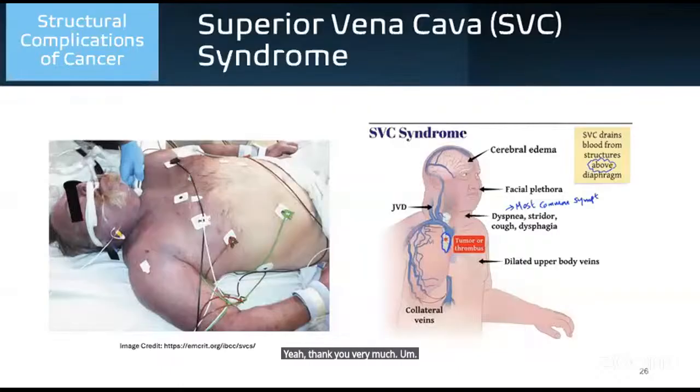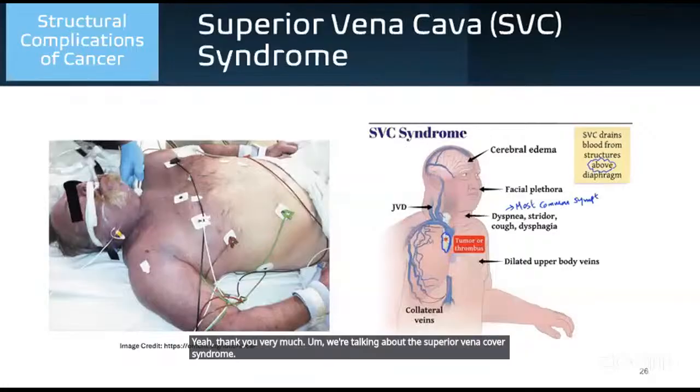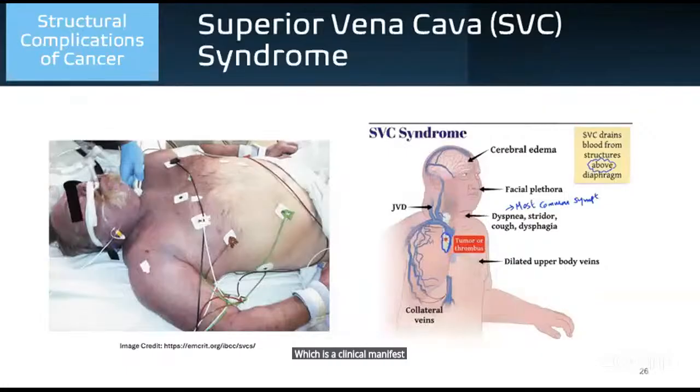I'll be talking about superior vena cava syndrome, which is a clinical manifestation of obstruction of blood flow through the superior vena cava. This leads to impaired venous drainage from the head, neck, upper extremities, and upper thorax. Symptoms include swelling in the face, neck, arms, and upper chest. It can progress to difficulty breathing, coughing, hoarseness, chest pain, and can also lead to dizziness or fainting.